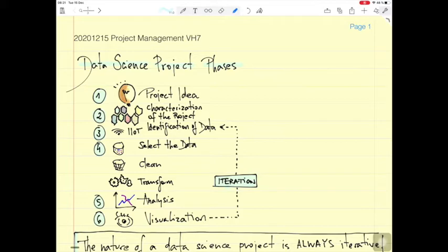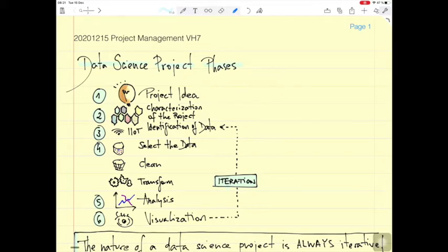6 phases. Okay, the first one is the project idea. The second one is the characterization of the project. The third one is the identification of data. Okay, this can be made through IoT or industrial Internet of Things or 5G or stuff like that.